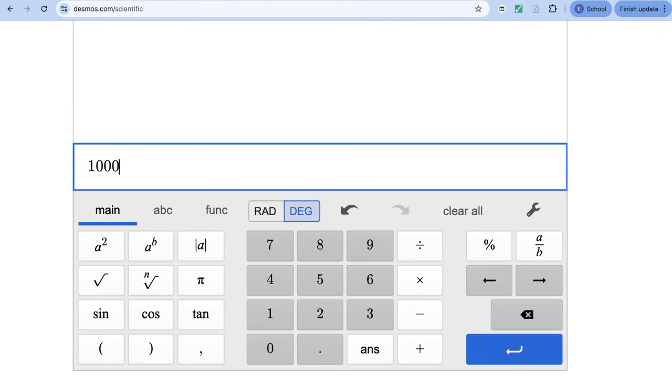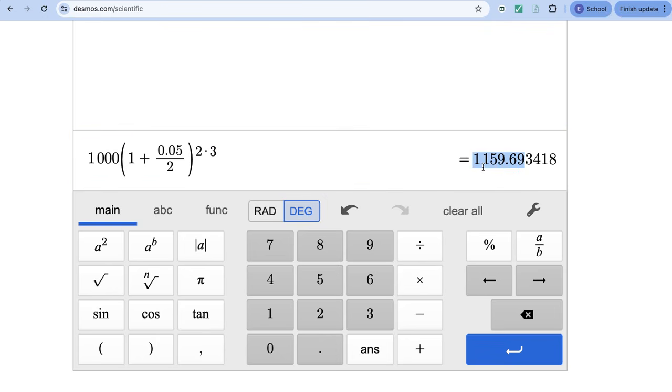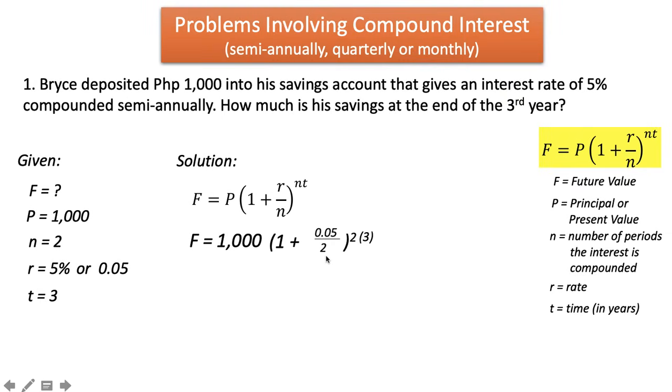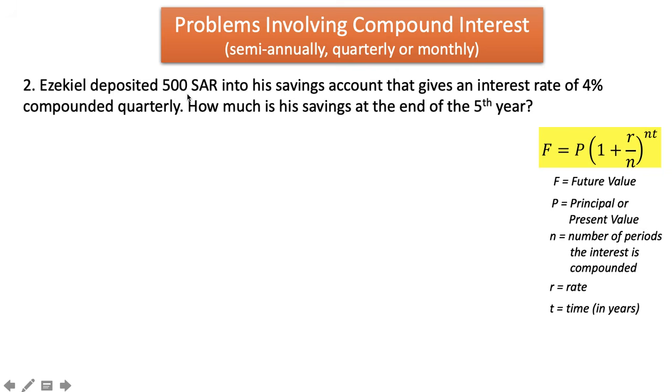So we got here 1,000, our principal, then 1 plus 0.05 divided by 2, twice a year, raised to 2 times 3 years. So we got here in 2 decimal places 1,159.69. Alright, so therefore, the savings at the end of the third year is 1,159.69 pesos.